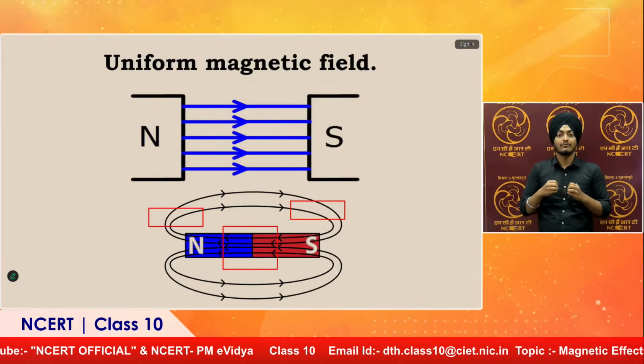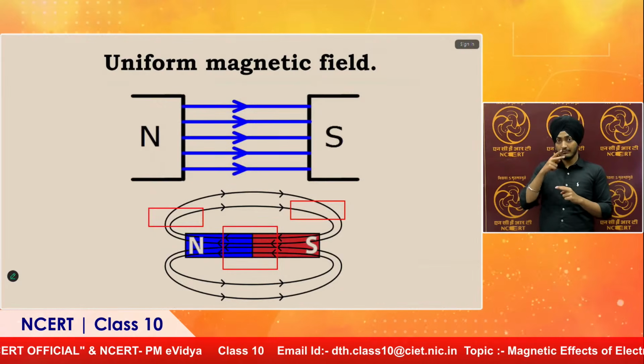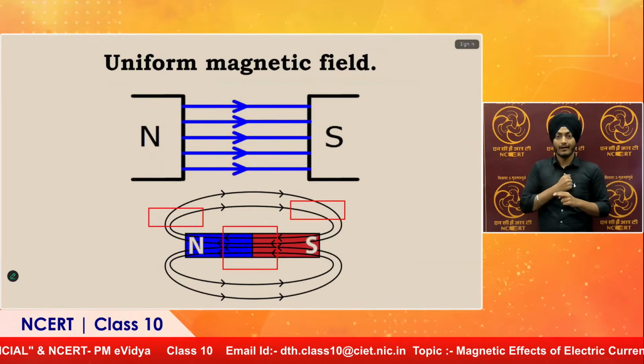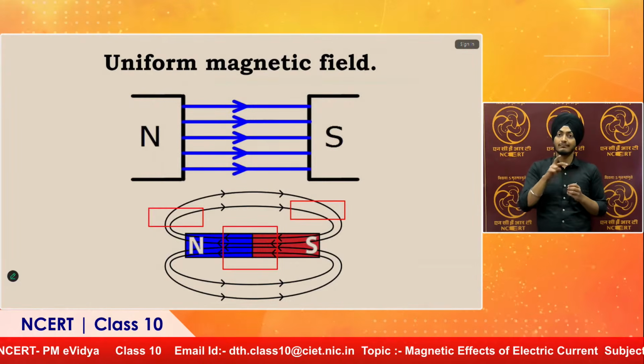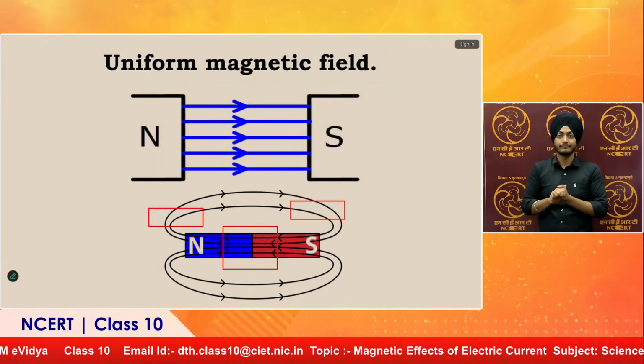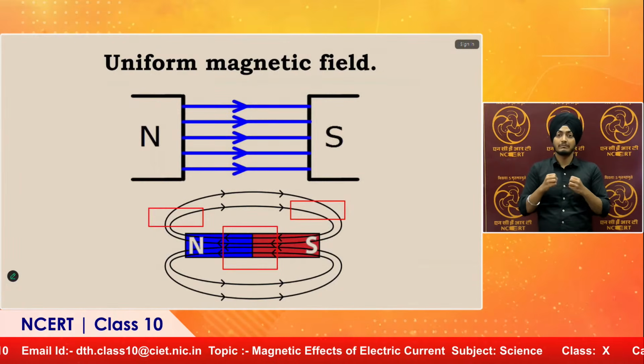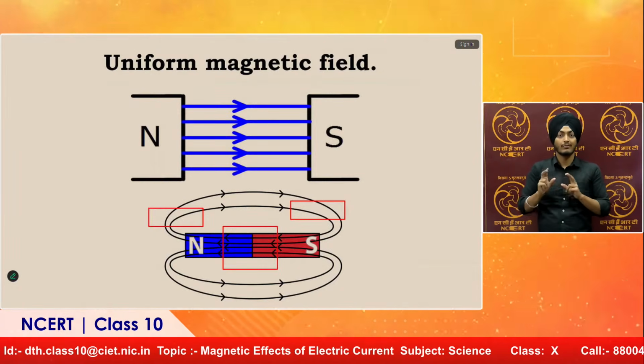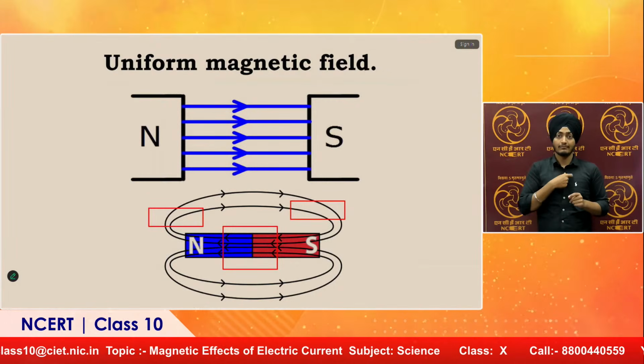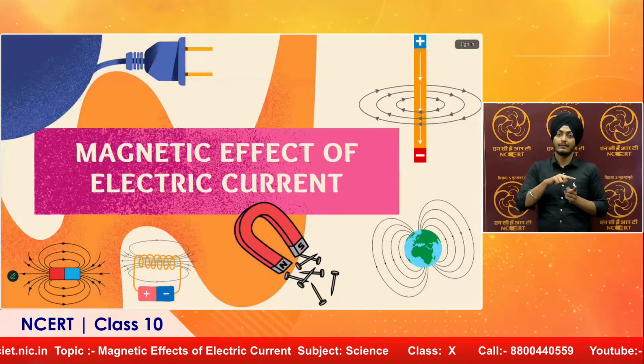But look at this area. In this area the magnetic lines are represented by parallel lines. So whenever there is a magnetic field which is constant or not changing, in that place we represent it by parallel lines.